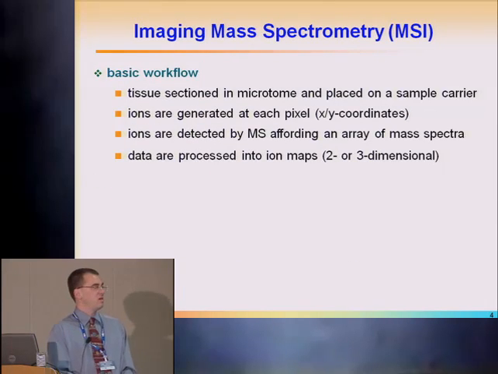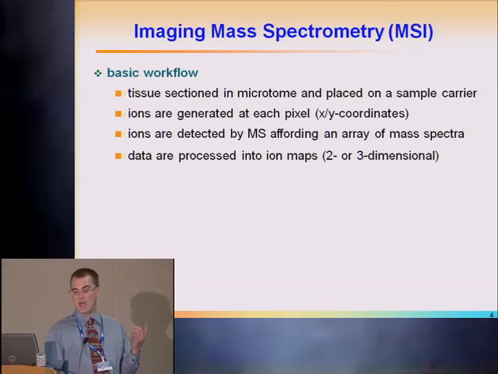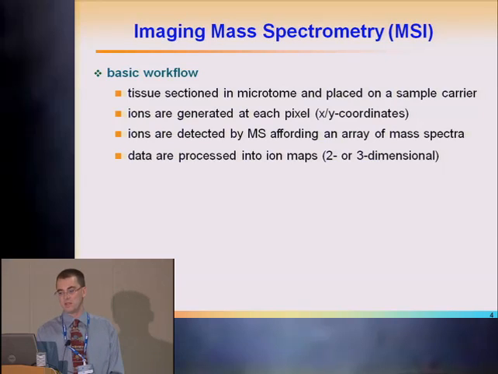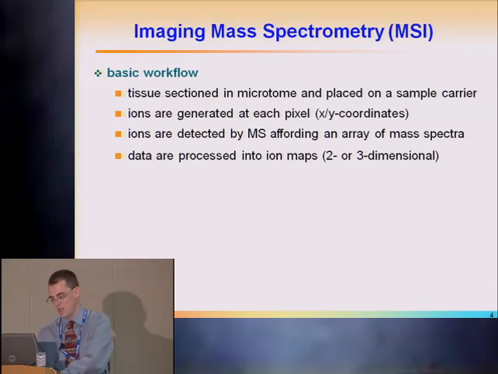The basic workflow of MSI is that the tissues are sectioned in the microtome or cryostat, frozen, and placed on a sample carrier. Then the ions are generated at each pixel, which gives us the X and Y coordinates. The ions are detected by mass spec, affording an array of mass spectra, and then data are processed into ion maps, which can be, as we just learned, three-dimensional.